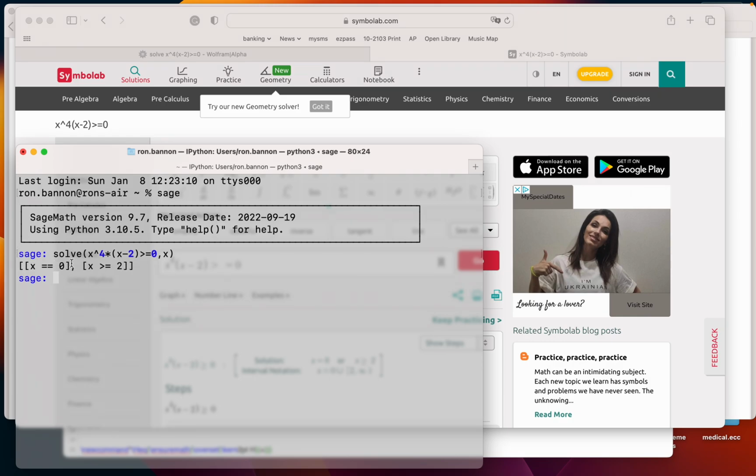But what I do over here, basically, is ask it to solve it. What does it do? It says x is equal to 0, and the other thing it says, or x is greater than or equal to 2. Every single piece of software is telling the same thing.